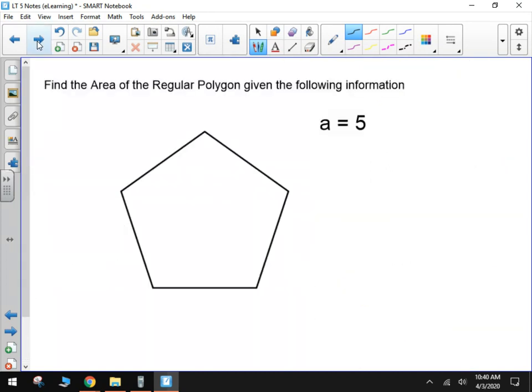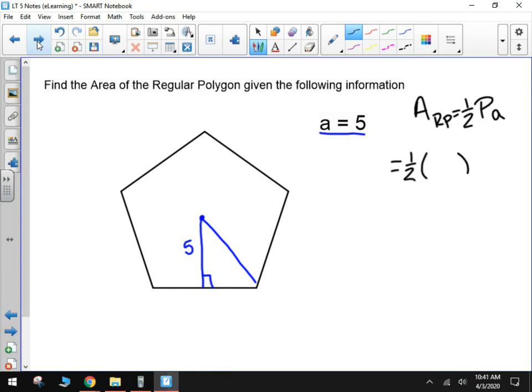All right, so let's use our formula to find the area of this pentagon. Remember, the area of a regular polygon is 1/2 the perimeter times the apothem. They give me the apothem. I have to remember that the apothem goes from the center of the pentagon straight down to the side, making 90 degrees. And if I connect it like that, I have a right triangle. So when I go to find my area, I'm going to take 1/2 the perimeter times the apothem. I know the apothem is 5.